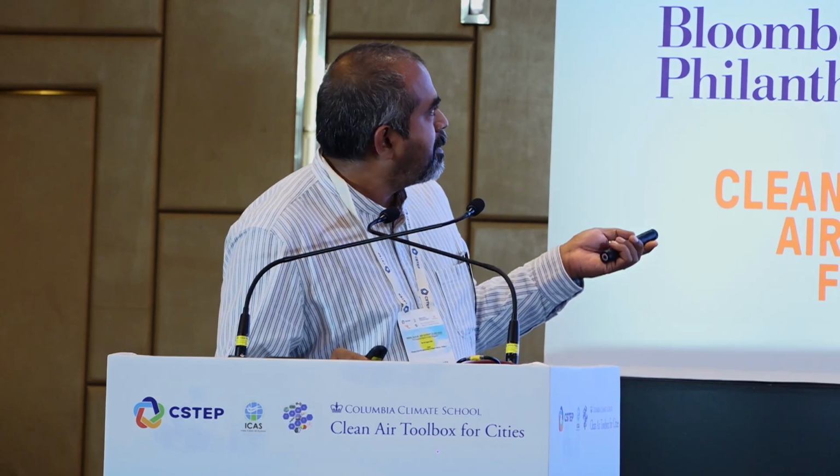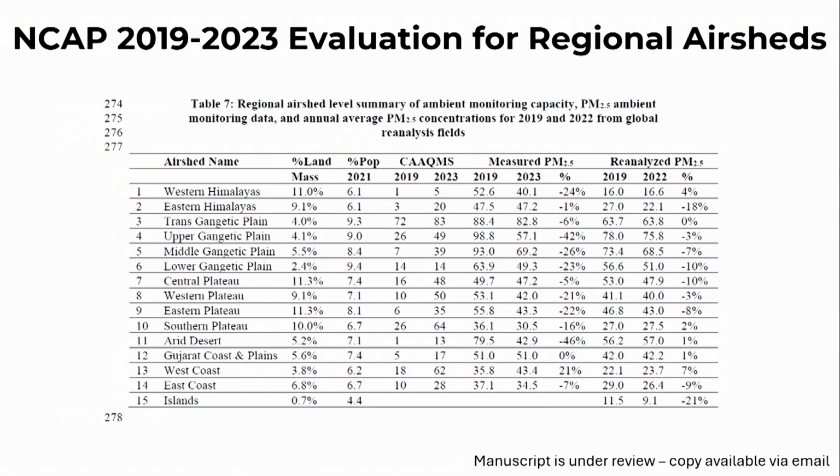This is a quick application of those airshed numbers. In 1998, there were 4 of these regions exceeding the national ambient standard, but in 2022, 8 of those have started to exceed those national ambient standards, which basically says that we are really going up and up. Now, we tried to see the trends a little bit deeper. Same segregations, looking at the measured PM 2.5 reported, PM 2.5 and PM 10, and some reanalyzed numbers for the NCAP period, 2019 to 2023.